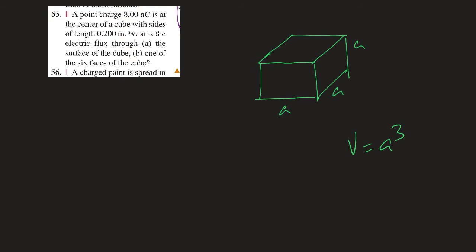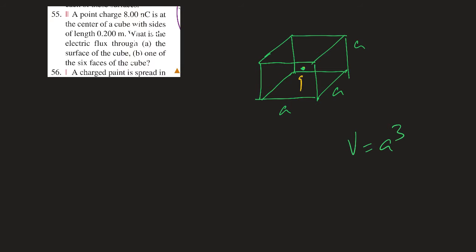This problem says a point charge of 8 nanocoulomb is at the center of a cube. So I will draw a cube. A cube has length a by a by a, this is a, this is a, and the volume is a cubed, of course. This is the volume of a cube. So you start at the center of the cube, and you place a charge Q.